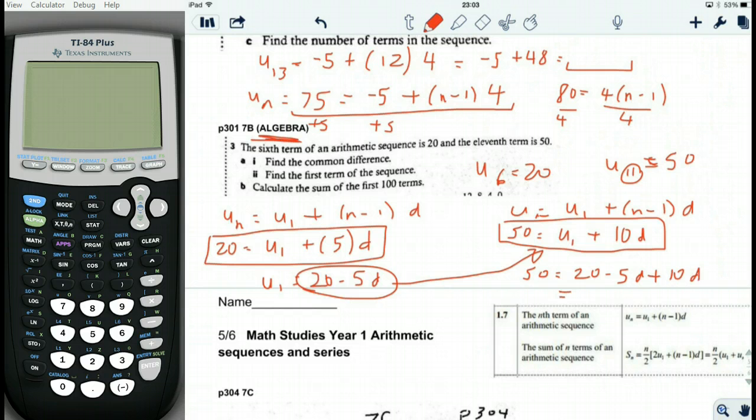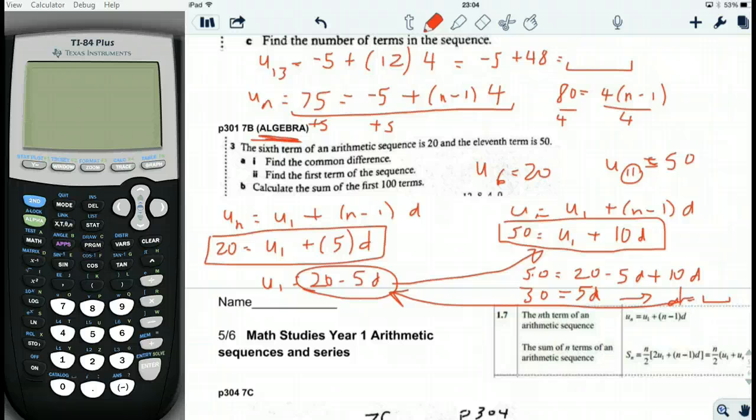And this can be simplified to, subtract 20 from both sides. You get 30 equals 10d minus 5d, which is 5d. So now we have 30 equals 5d, and you already know what d equals, right? And then you take this, and you substitute back into this equation here, and then you can figure out what U1 is, okay?